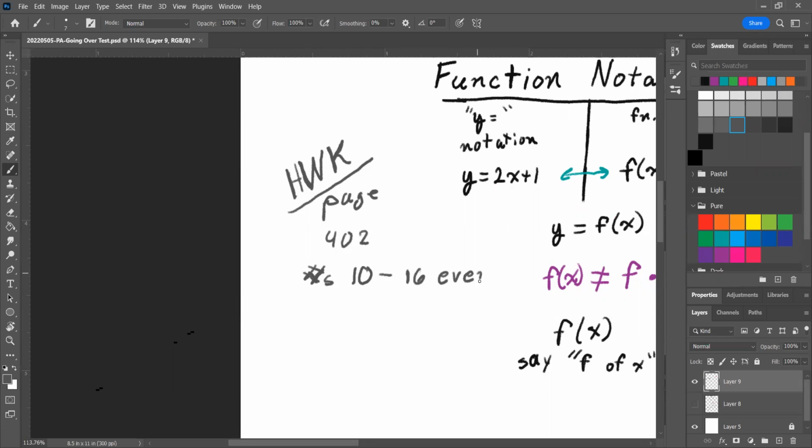There aren't any function notation ones on that homework set, only the, is this a function or not?